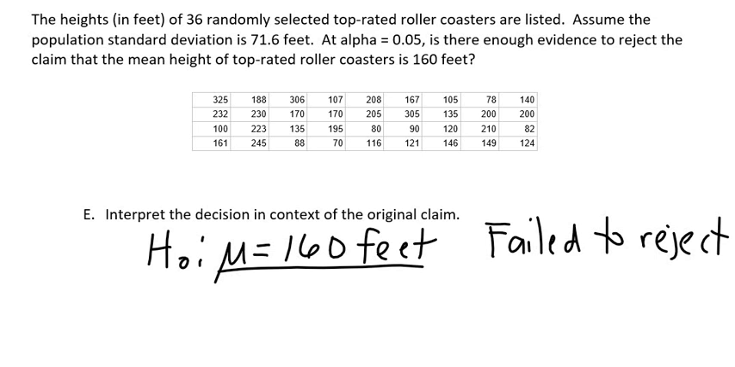So let's look at the question. The question was, is there enough evidence to reject the claim? So we would say, in response to that particular question, there is not enough evidence at the 5% level of significance to reject the claim that the mean height of top-rated roller coasters is 160 feet.